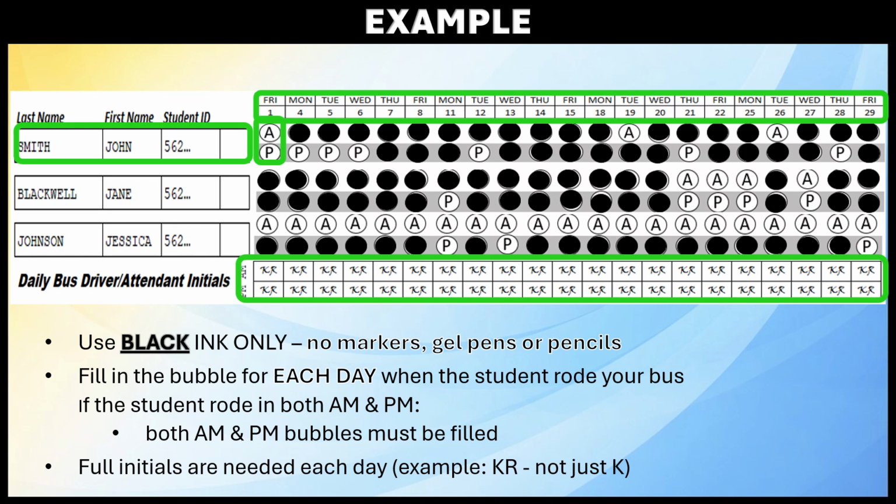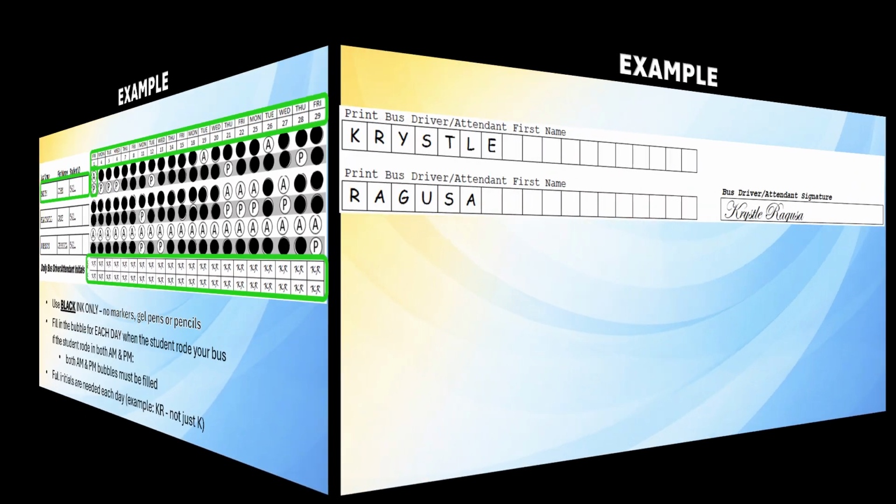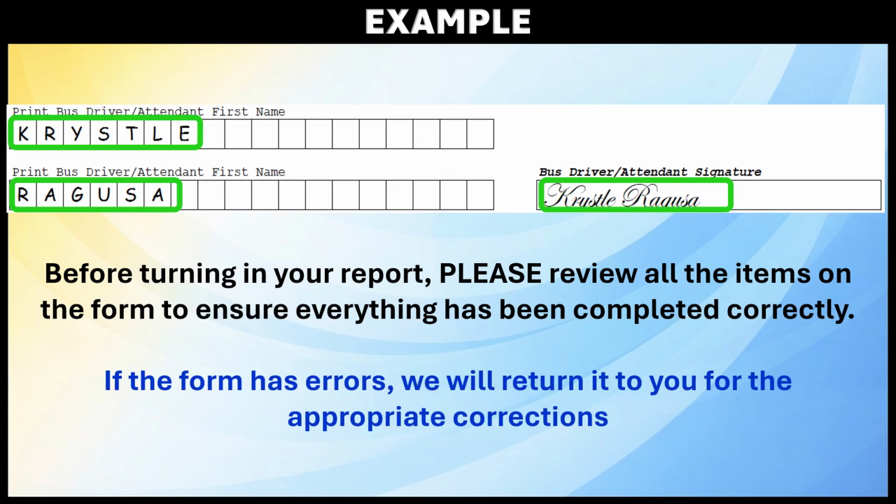Initial the box that you were present for. Initial boxes cannot be left blank, and full initials are needed. On the bottom portion of the form is where you will print your first and last name and sign. Before turning in your report, please review all the items on the form to ensure everything has been completed correctly. If the form has any errors or any markings, we will return it to you and ask for the appropriate corrections.